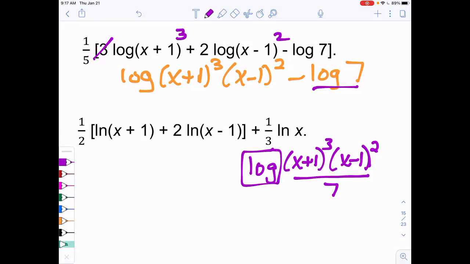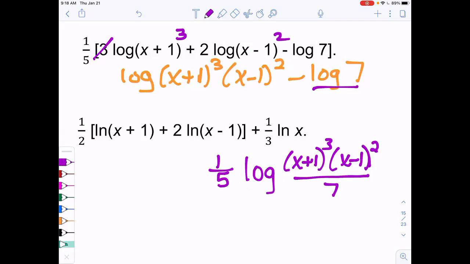Condensing them just means take that 7 and pull it underneath, making it into a fraction. Questions on that? The last thing is still that 1/5.